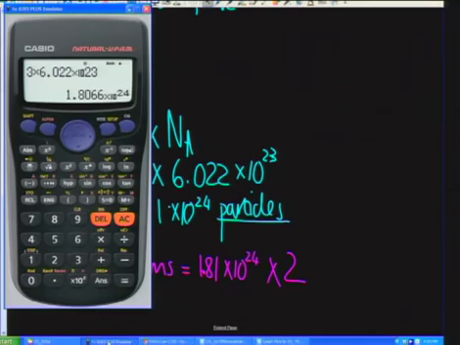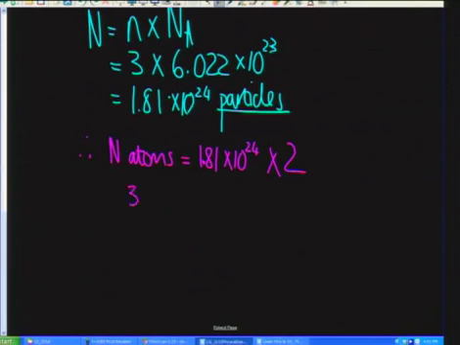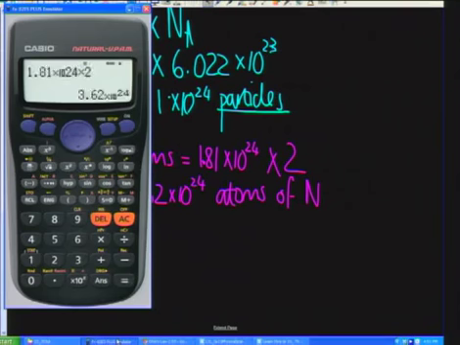So going across once more, there's my answer. I'm going to just say multiply by 2 and I can get my final answer. Or better yet, 1.81 times 10 to the 24 multiplied by 2. And I get there 3.62 times 10 to the 24. So 3.62 times 10 to the 24 atoms of nitrogen.